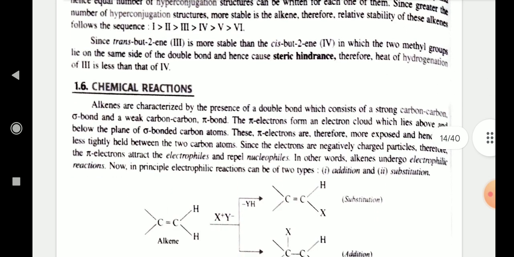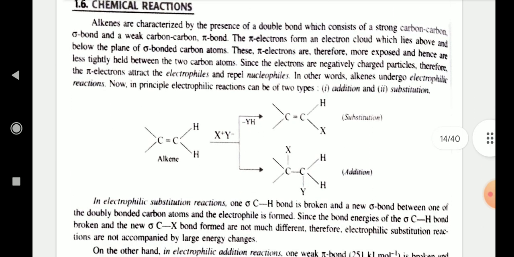Since trans-but-2-ene 3 is more stable than the cis-but-2-ene, in which the two methyl groups lie on the same side of the double bond and hence cause steric hindrance, therefore heat of hydrogenation of the third is less than that of the fourth.